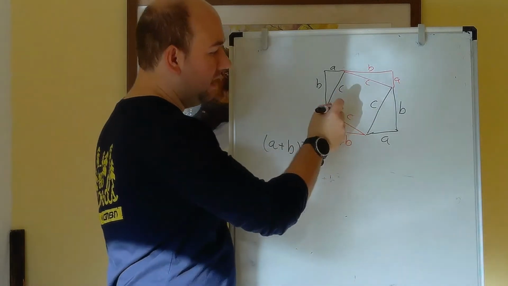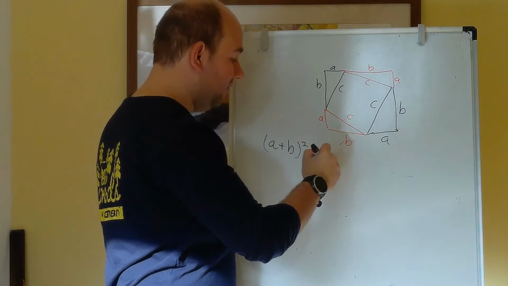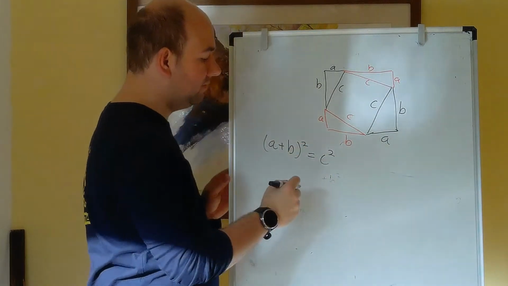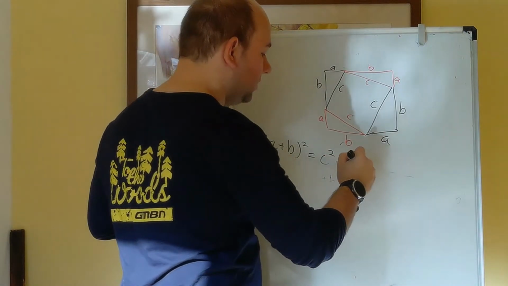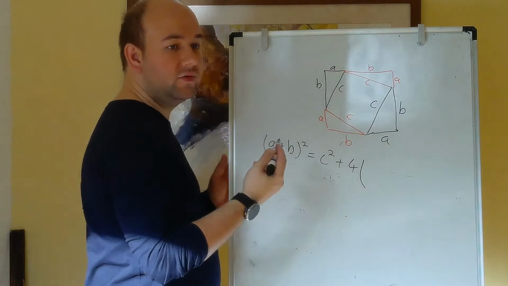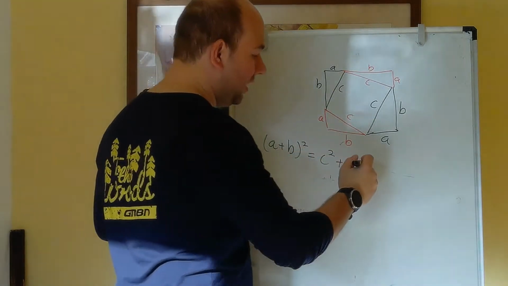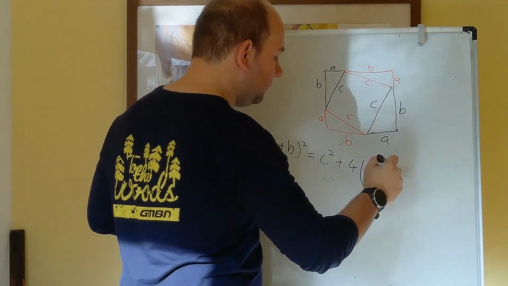So the inner square has lengths of c, so the area of that inner square is c squared, and we can add to that the area of these four triangles. So we need 4, and that's going to be multiplied by half the base times the height of each of these triangles. So we can have half AB.